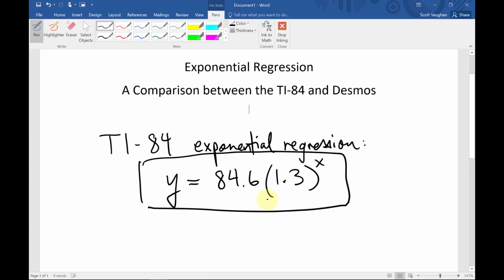So just rounding off the values, what I get from the calculator, we are looking at a model that says the starting value at time 0 is 84.6 in the model, and it is growing at 30% per day, compounded daily, according to this model. Let's do the same thing in Desmos and look at what model it produces.